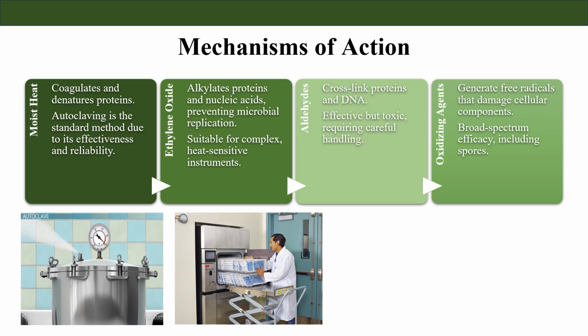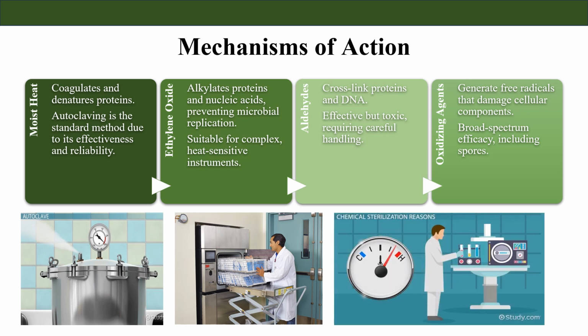Ethylene oxide alkylates proteins and nucleic acids, preventing microbial replication by adding alkyl groups to molecules, which disrupts their normal function. Aldehydes, such as formaldehyde and glutaraldehyde, cross-link proteins and DNA. This cross-linking action makes it difficult for the microbes to replicate and repair, leading to their death.